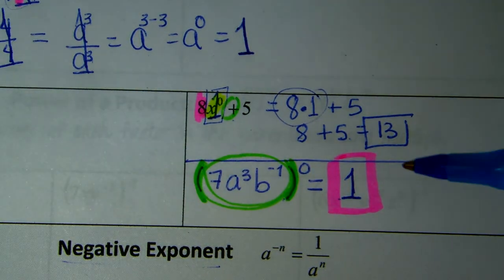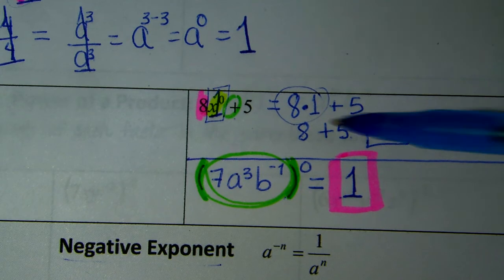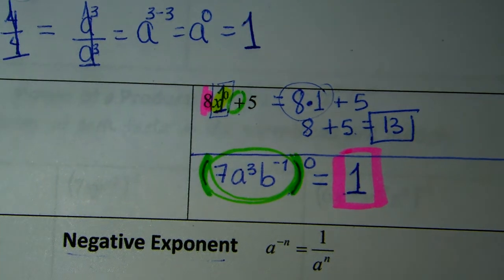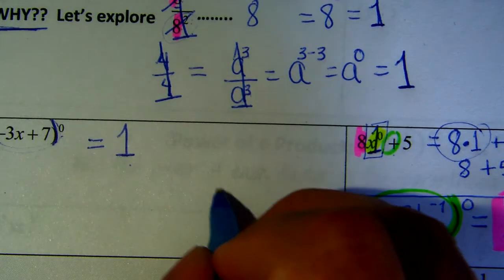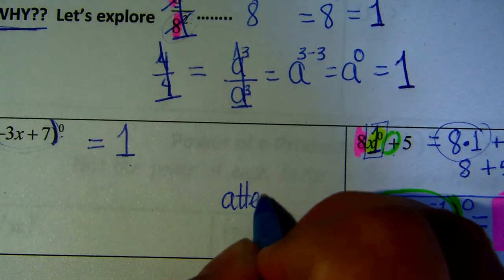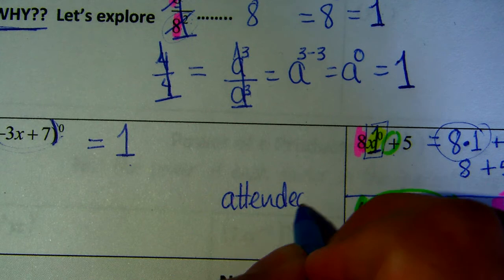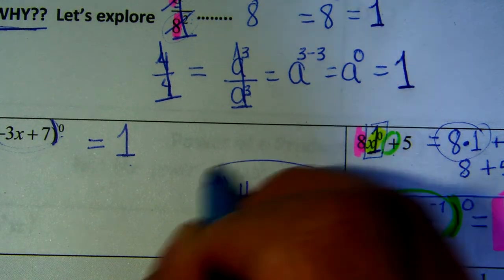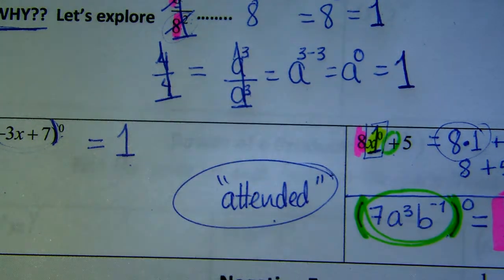Okay? All right. So these are the guided examples. This is what you have to turn in. That way I know that you attended the class. This will be my proof that you attended the class.